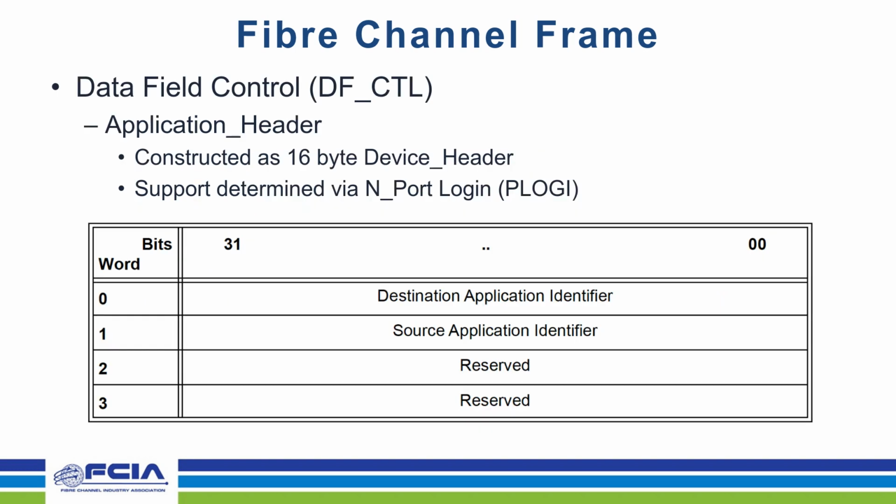And I threw in the application header as an example for a device header. This header is constructed as a 16-byte device header, so we got 4 words there, and it's supported as determinate import login. That's our PLOGI. And all we have right now is the destination application identifier or source application identifier. And I think Craig is probably going to have an example on that too.